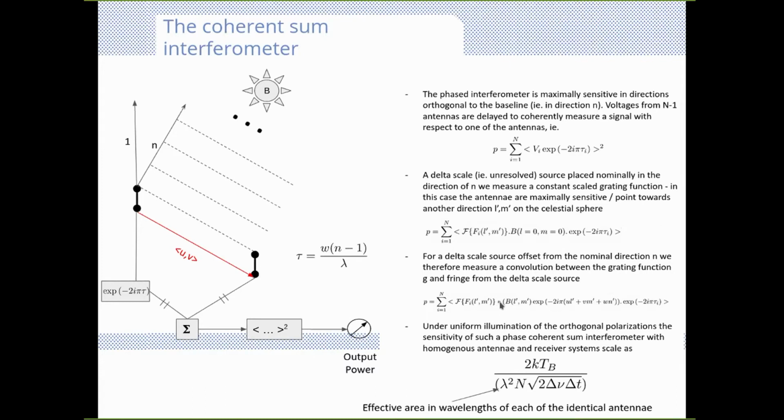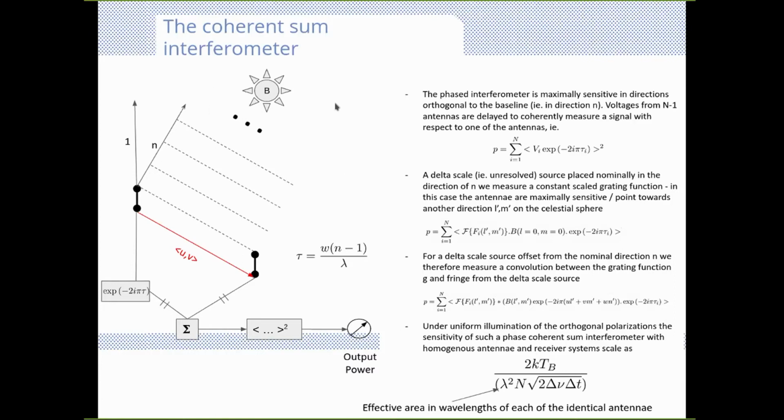In the most generic case, if the antenna response is not quite constant over the entire extent of the source, then we're going to have a convolution between the square of this grating function with the brightness, right? And of course, the exponent tau term here is exactly the same throughout, right? It's just the delay tracking towards the direction in, right?